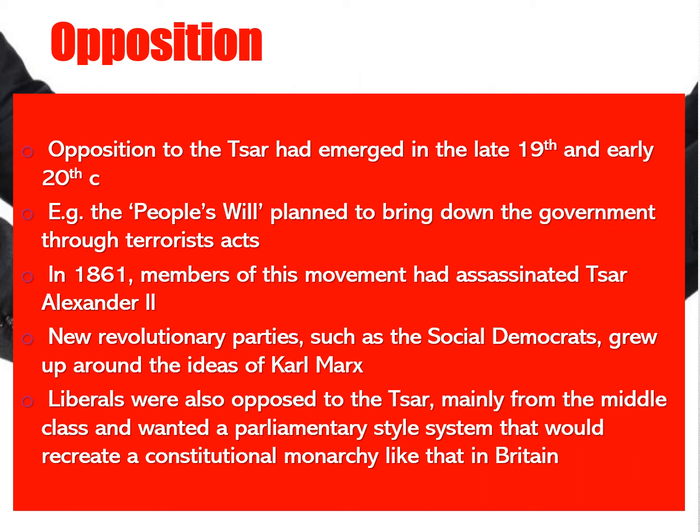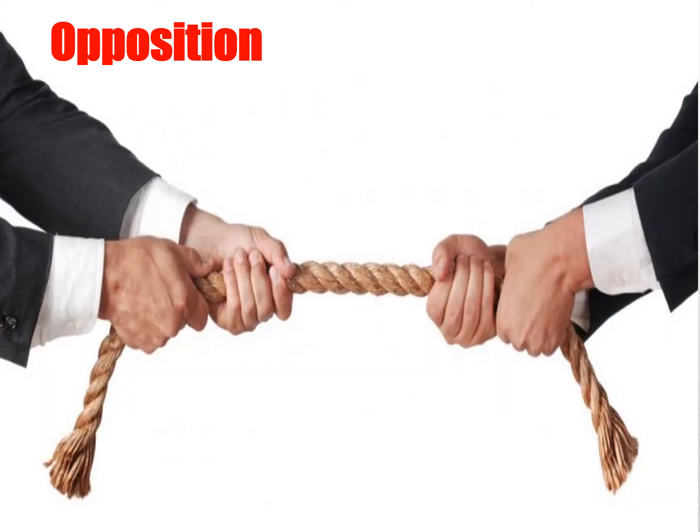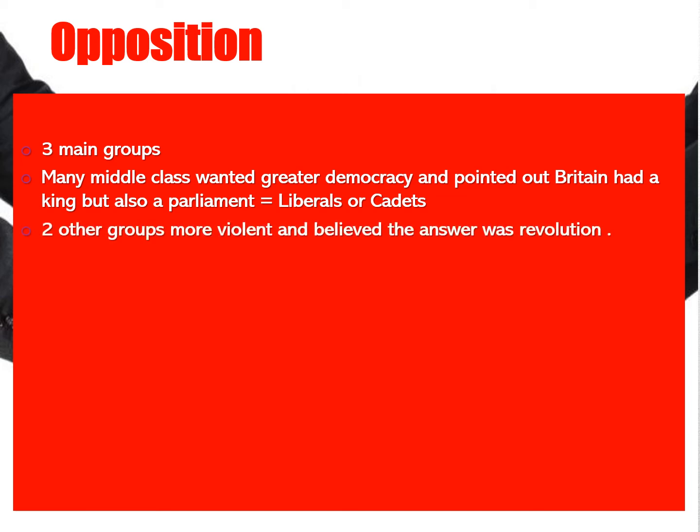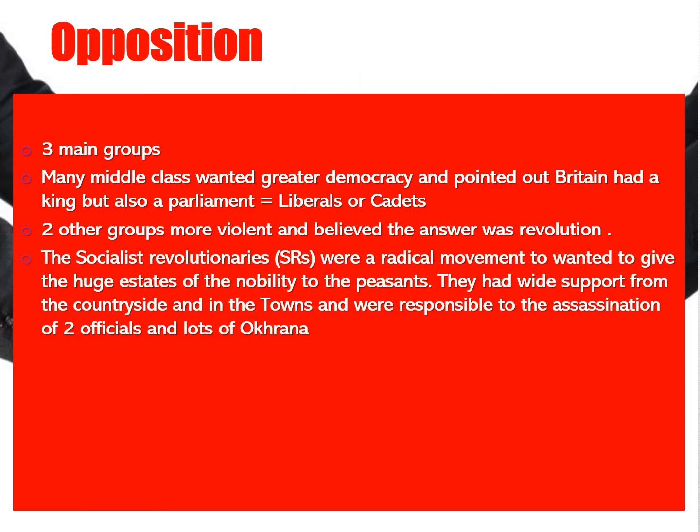Liberals were also growing up to oppose the Tsar, mainly from the middle class. They want a parliamentary style system that would basically recreate a constitutional monarchy, like what they had in Britain at the time. That's what their view was for. There are three main groups then for opposition. Many middle class people want greater democracy, and Britain has a king but also a parliament, so these are the liberals or the Cadets. You've got two other groups, more violent and believing that the answer is complete revolution.